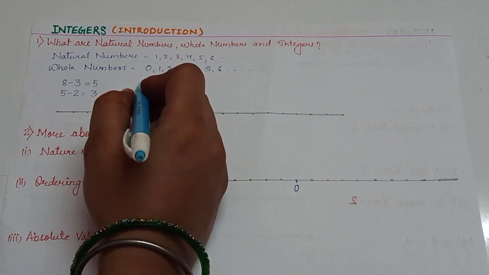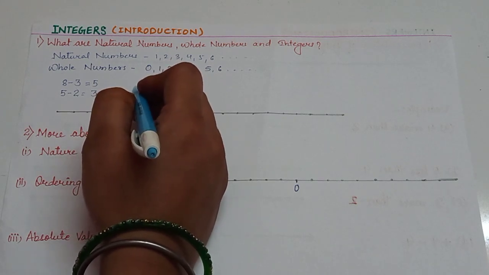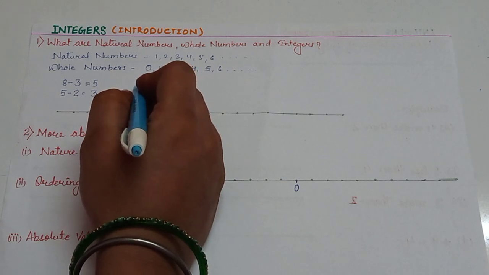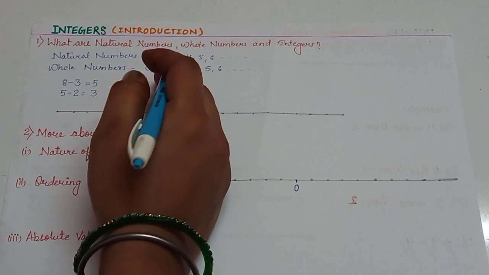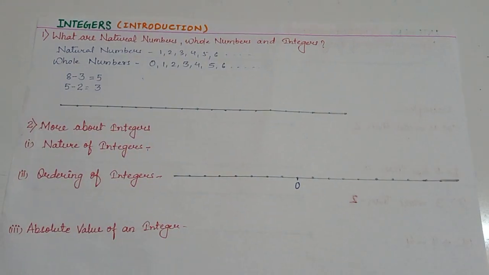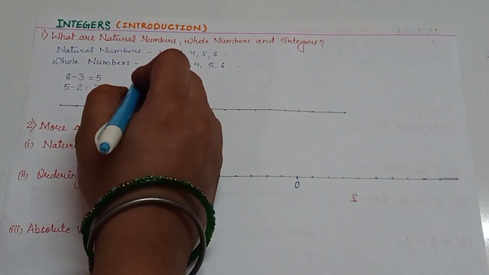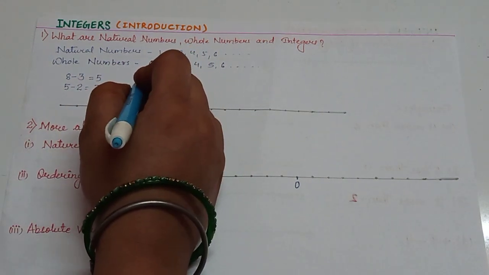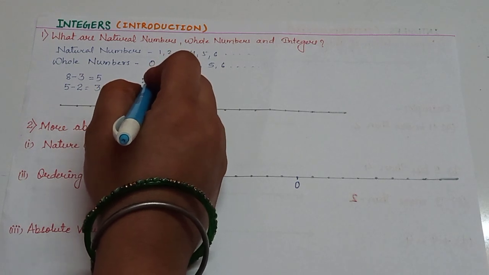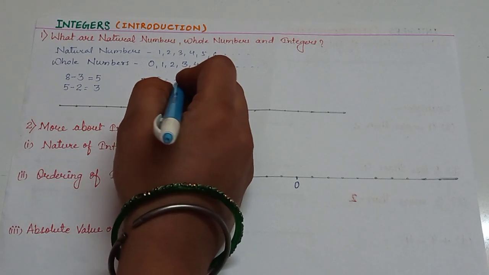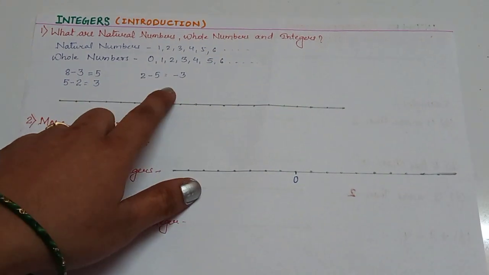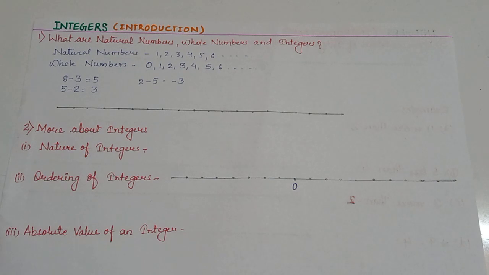But in reverse, if I ask someone to subtract 5 from 2, it will be very difficult, because it will come to mind how we can subtract a bigger number from a smaller number, right? It is also possible. We can subtract 5 from 2 and the answer is minus 3. And this set of numbers which come in minus are called integers.